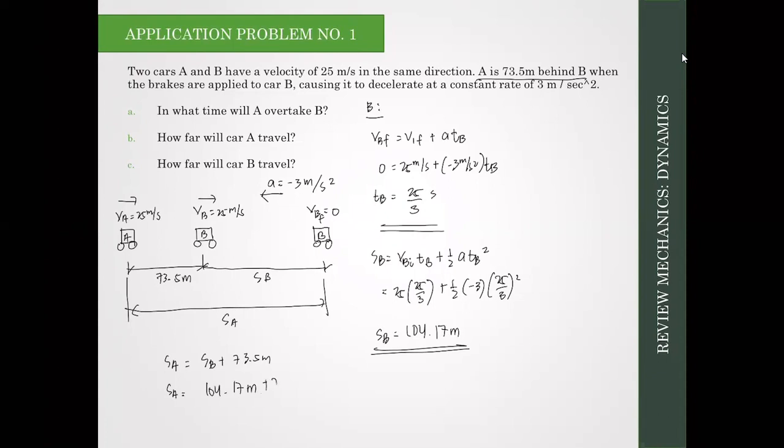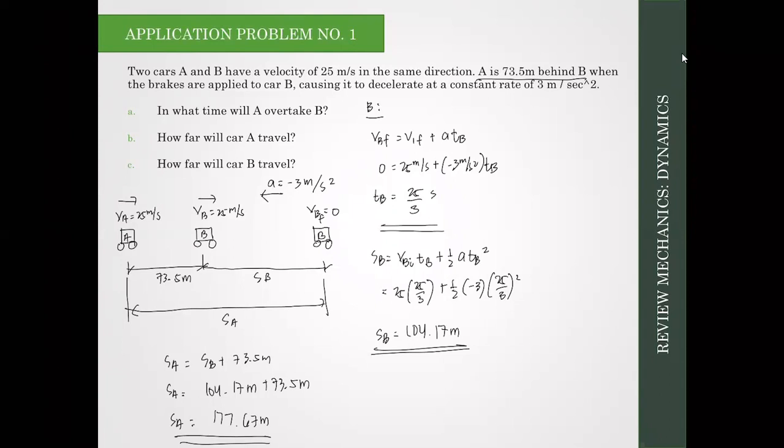meters plus 73.5 meters, we will have a value of SA, or yung distance na tinravel ni A to overtake si B, as 177.67 meters. So, ito yung kailangan total na ita-travel niya para ma-overtake niya. Pero yung first question natin, in what time will A overtake B? What time?